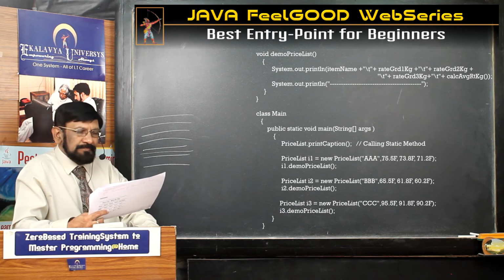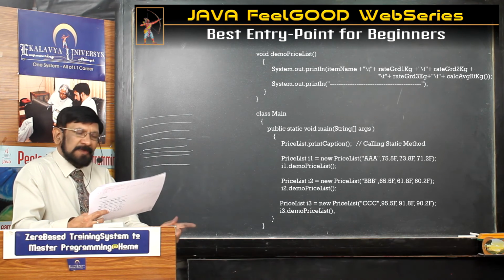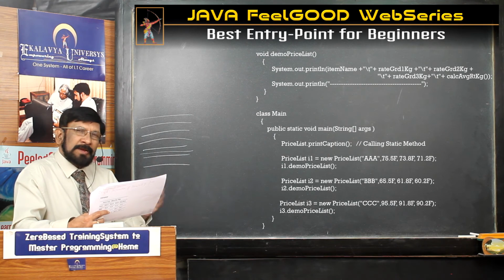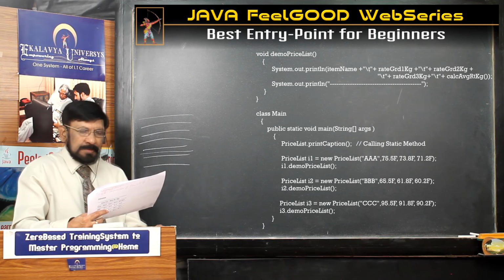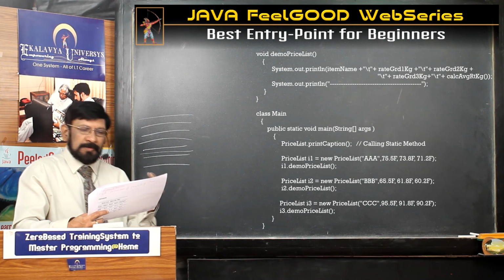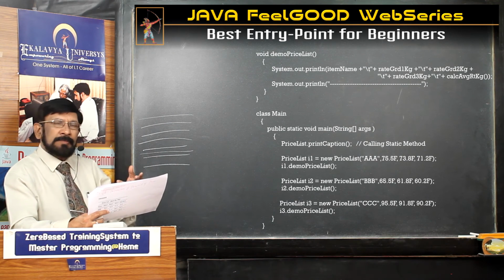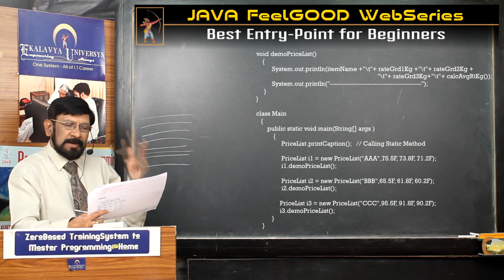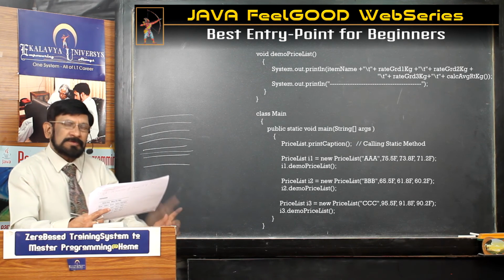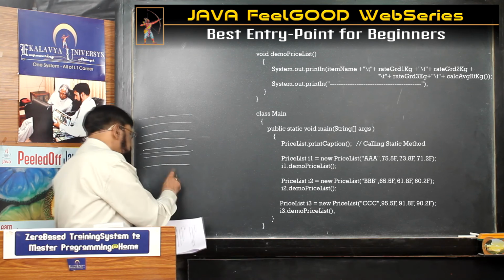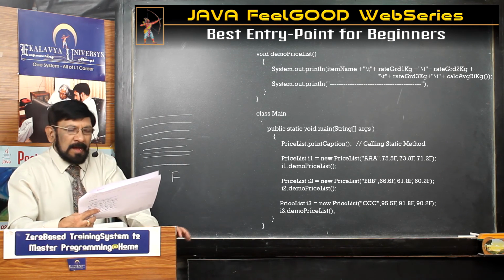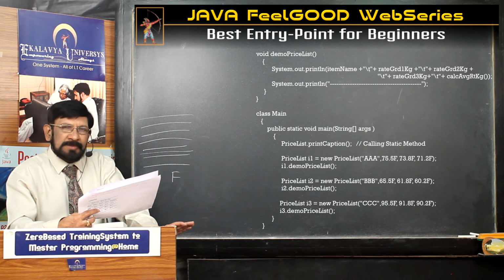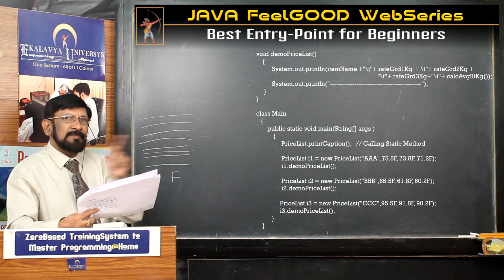Okay, now we see PriceList i1 means item 1. Then how many arguments you have to pass: name of the item, grade 1 price, grade 2 price, and grade 3 price. As these are floats, the suffix f is a must, otherwise it leads to an error. Thereafter, i1.demoPriceList. Okay, then one row is printed.